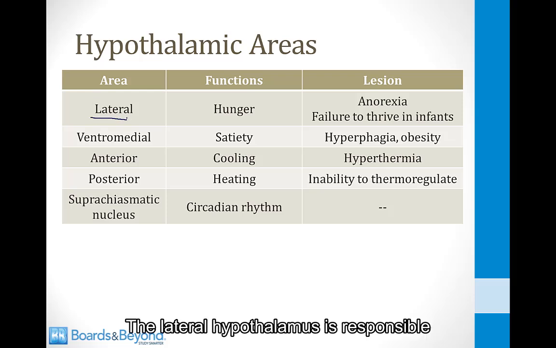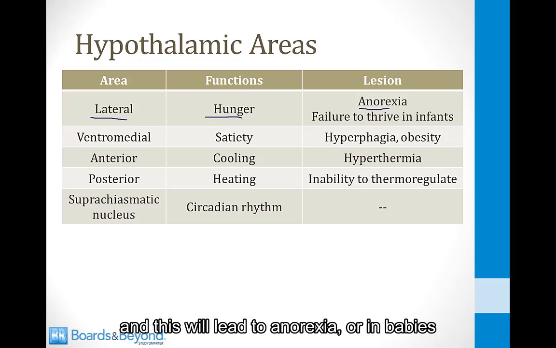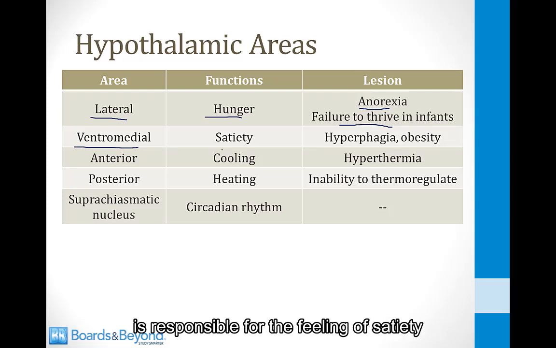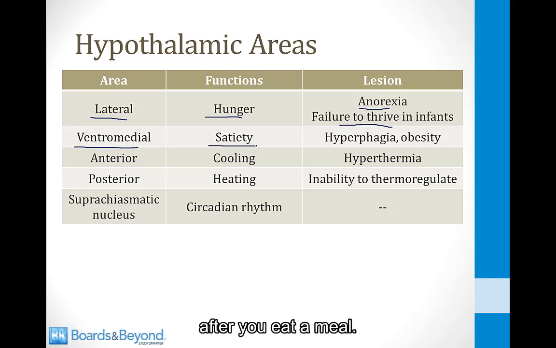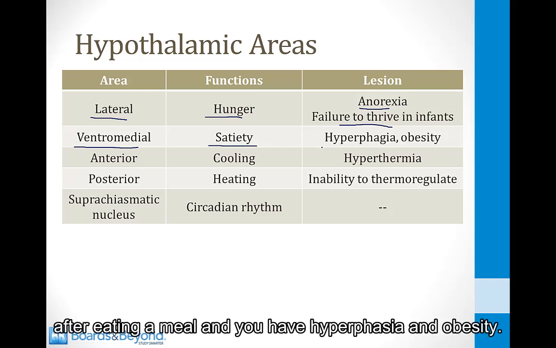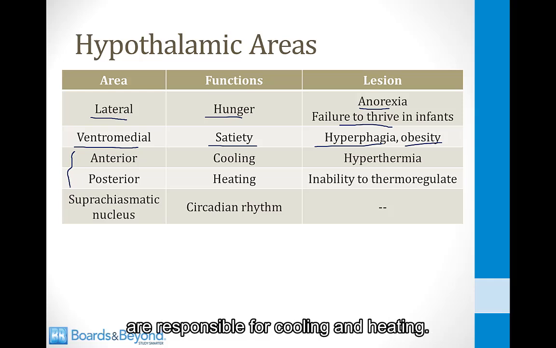The lateral hypothalamus is responsible for the sensation of hunger. So if you have a lesion here, you won't be hungry, and this will lead to anorexia, or in babies, it can lead to failure to thrive. In contrast, the ventromedial portion of the hypothalamus is responsible for the feeling of satiety after you eat a meal. So if you have a lesion here, you will never feel satisfied after eating a meal, and you will have hyperphagia and obesity. The anterior and posterior portions of the hypothalamus are responsible for cooling and heating.